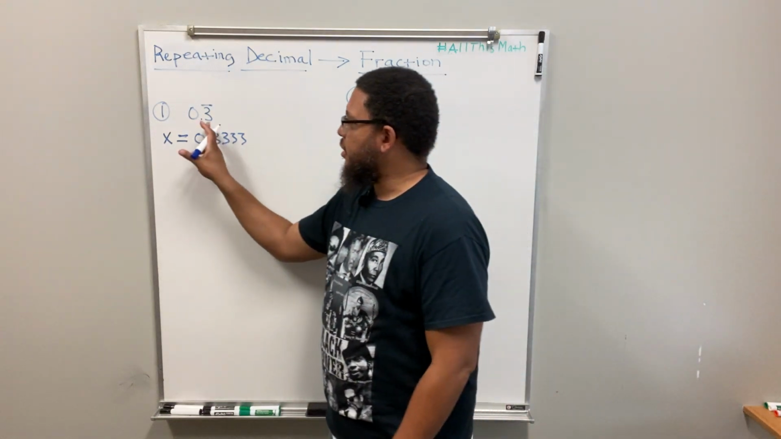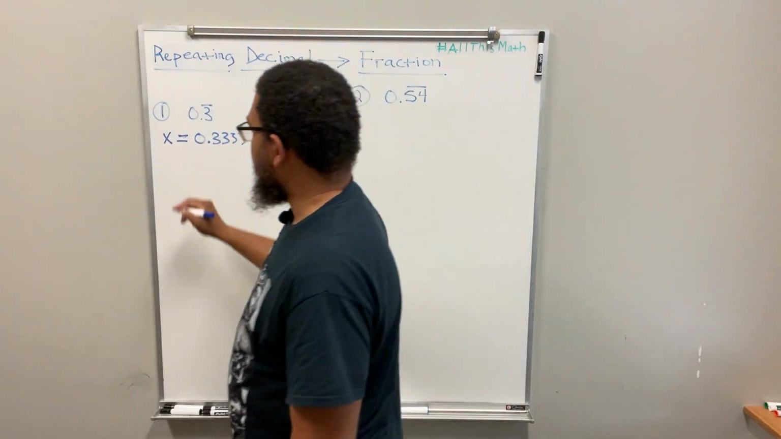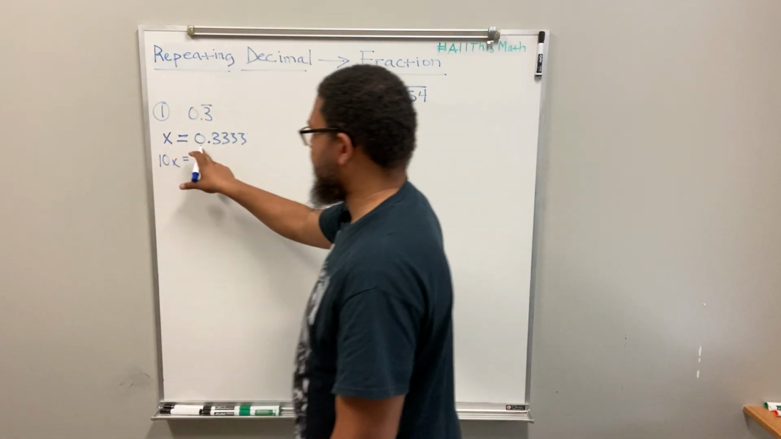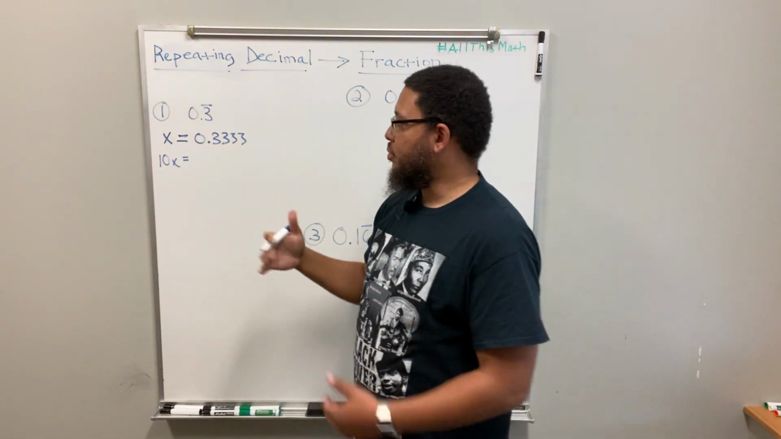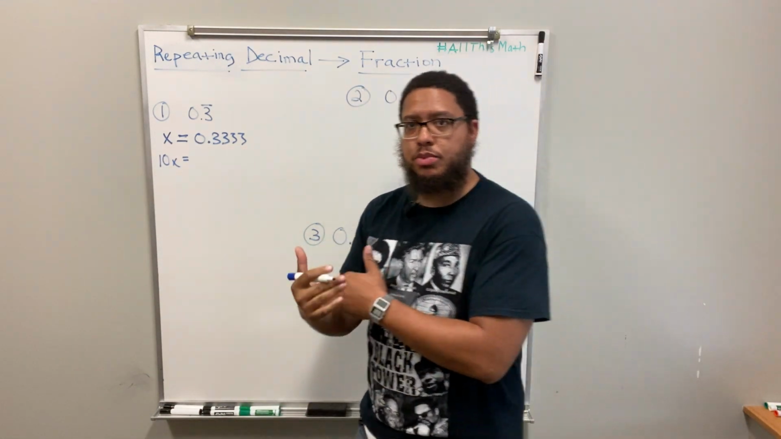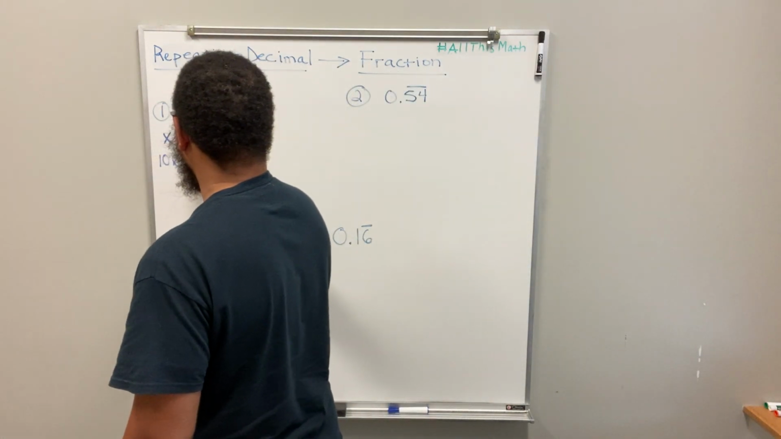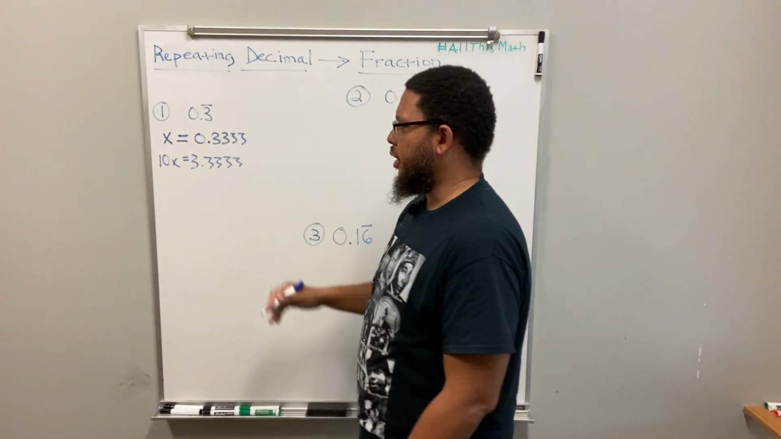Now, because this repeating decimal is in the tenth place, I'm also going to find what 10x is. If x is this, 10x is just 10 times this. I'm really just sliding the decimal point over one space to the right. So I got 3.3333, and I'm going to add an extra 3 over there.